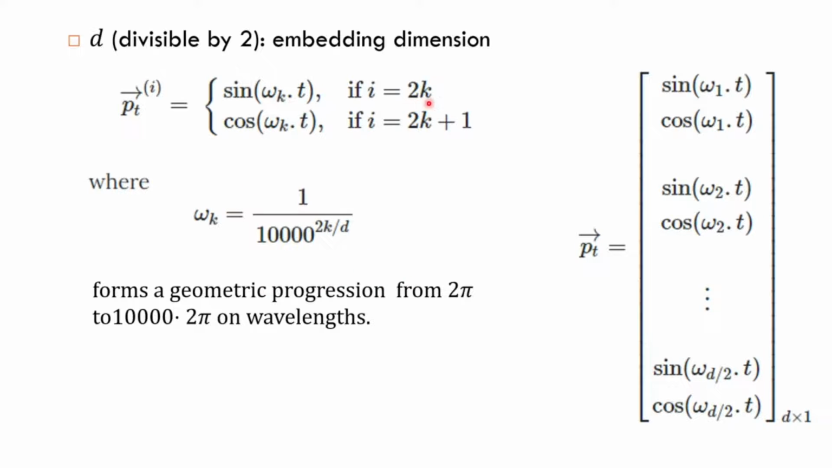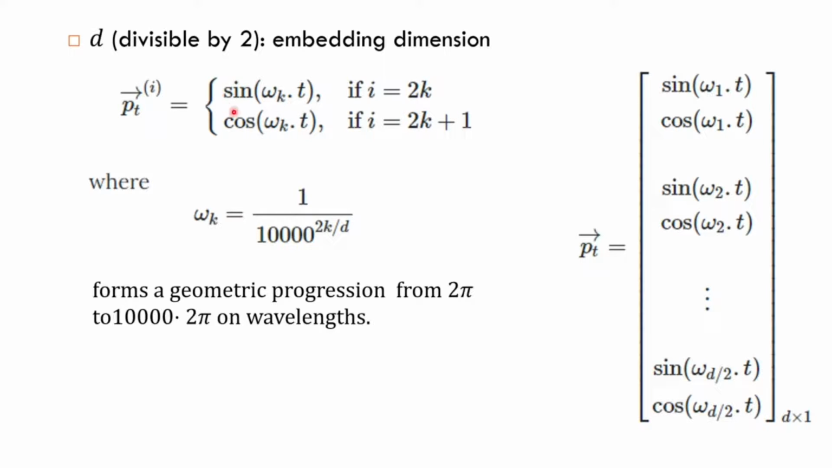For the 0th position, i will be equal to 2 times 0, so k would be 0. So 10,000 to the power 0 is 1. So this tau k is nothing but just 1. So this goes as sine of 1 times the position, whatever the position is, sine of that position. So this function becomes sin x, because tau k is 1 for i equal to 0.